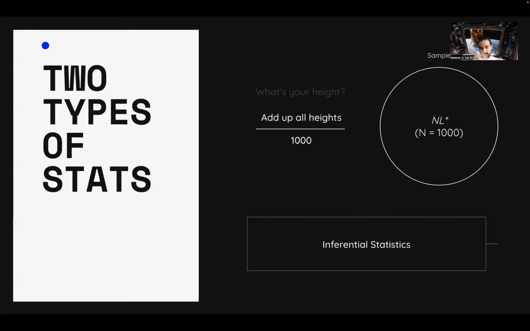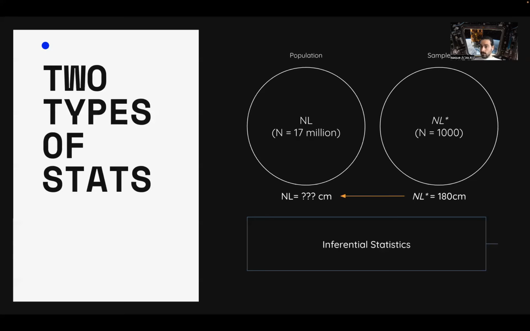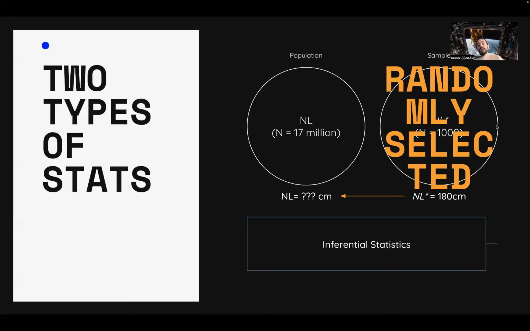So you ask from the sample, what's your height? You add up all the heights and divide that by 1,000. And then you have this height, which is 180 centimeters average height for the Netherlands. Is that real? Well, we don't know, because we don't know exactly what the answer would have been if we were to ask every single one of those 17 million people in the population. We only know about these 1,000 people.